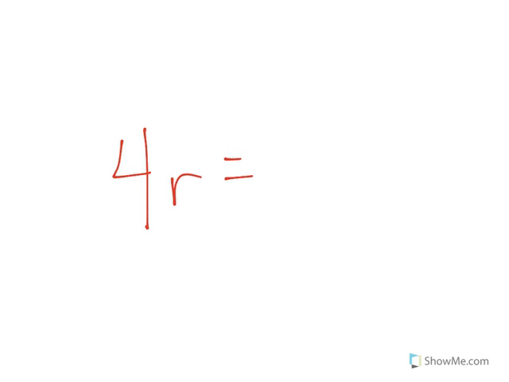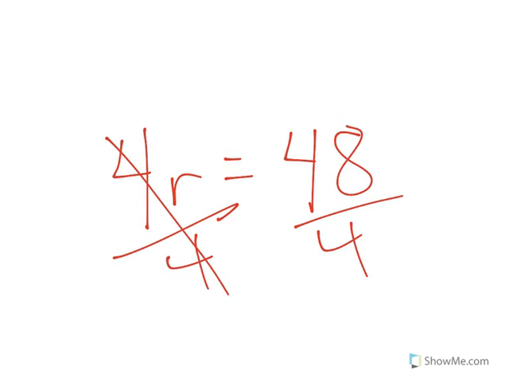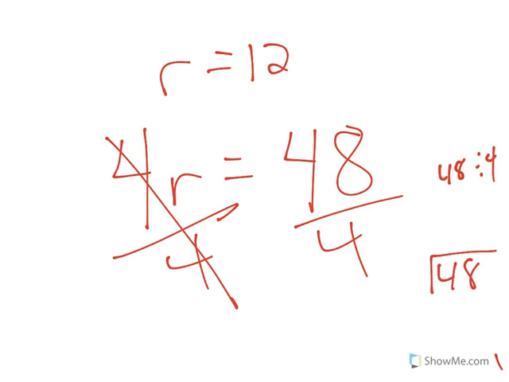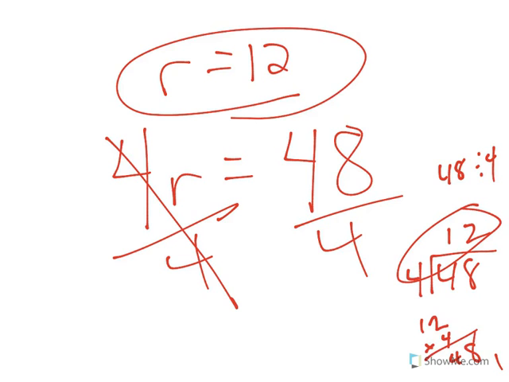4r is equal to 48. So, we need to get that r alone. Divide it by 4. We have to divide the other side by 4. That cancels out, so we have r is equal to 48 divided by 4, because 48 over 4 means 48 divided by 4. We should know that 48 divided by 4 is equal to 12. If we didn't, we could do this old trick: 4 goes into 4 one time, 4 goes into 8 two times. We can double check. 12 times 4 is equal to 48. So our answer is r is equal to 12.